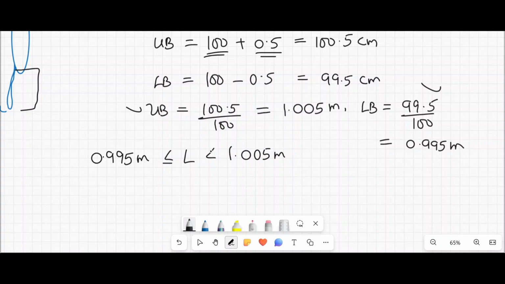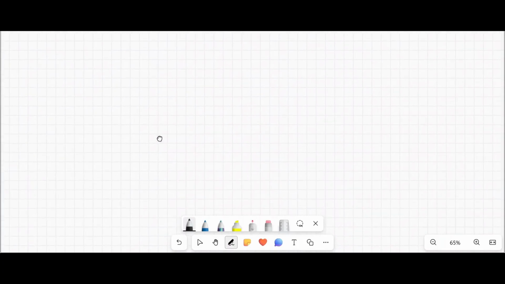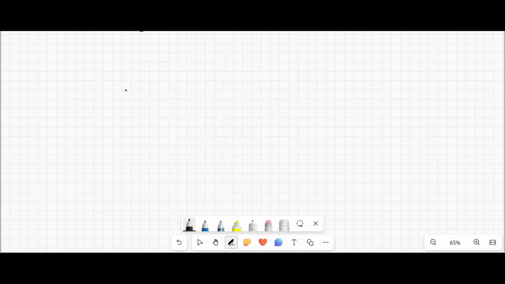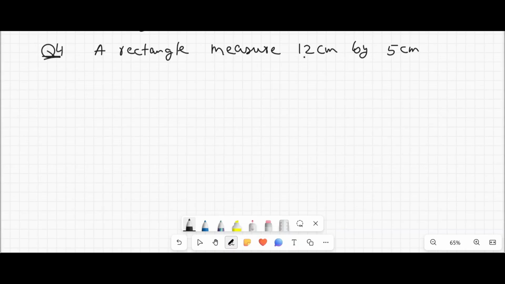Now we have question number 4. First see what it says. Question number 4 says a rectangle measures 12 centimeters by 5 centimeters. So the length is 12 centimeters and the width is 5 centimeters.